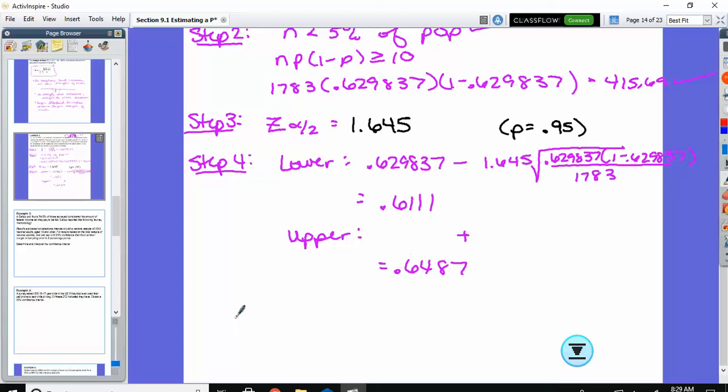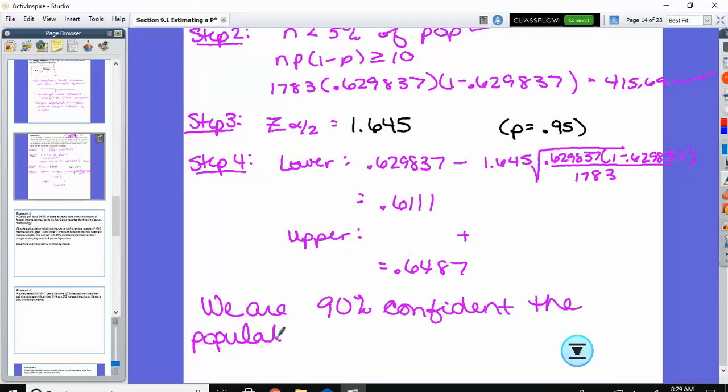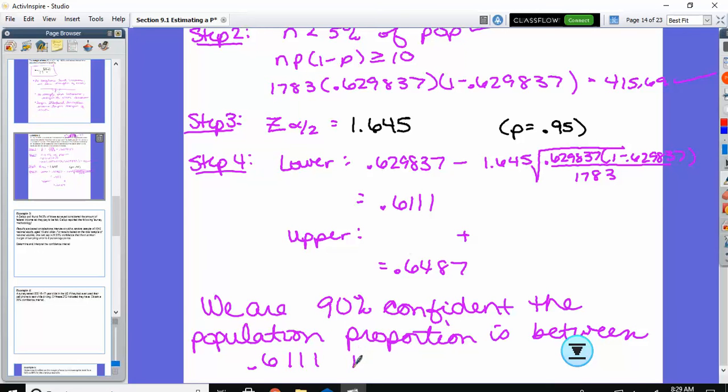So what this means, if I asked you to write a sentence describing this, this was a 90% confidence interval. So we are 90% confident the population proportion is between 0.6111 and 0.6487.